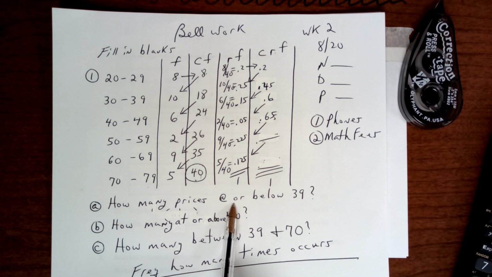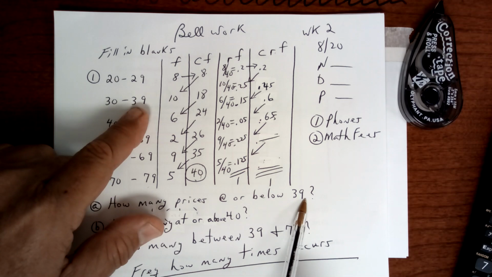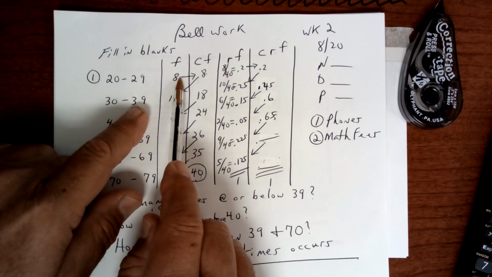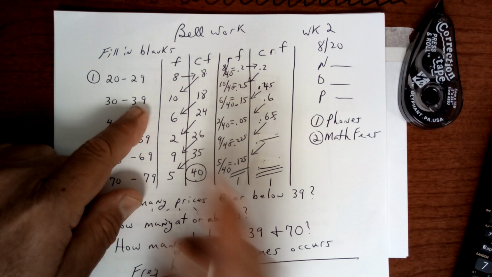How many prices at or below $39? Here's $39. So at would be 10, and below would be the 8. So it should be 18.